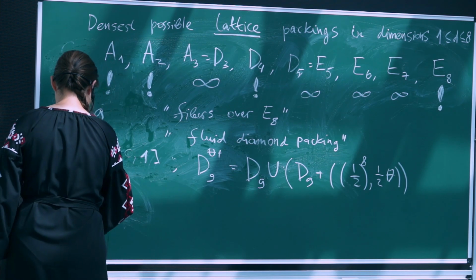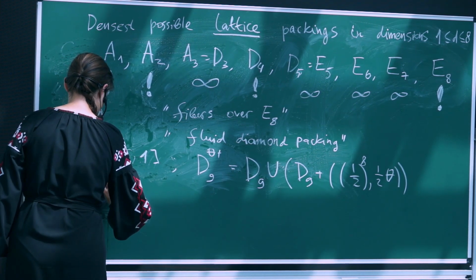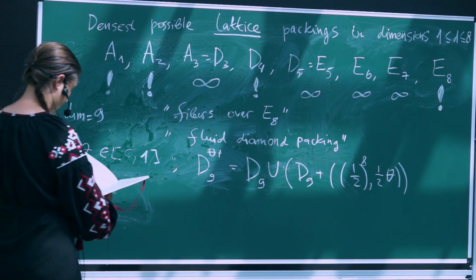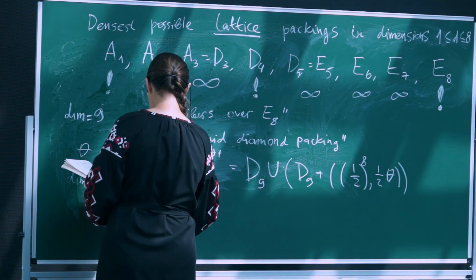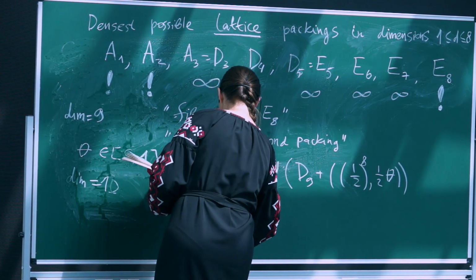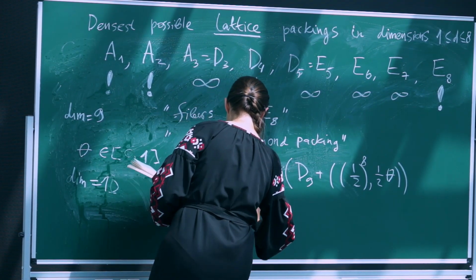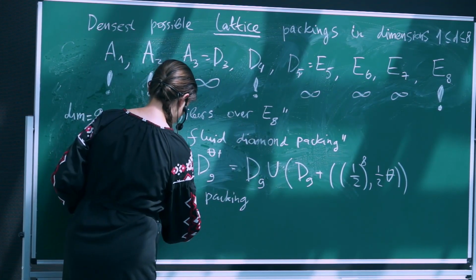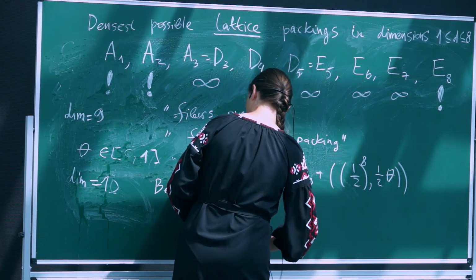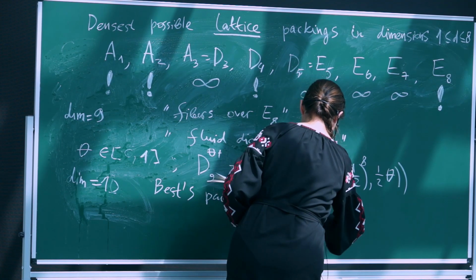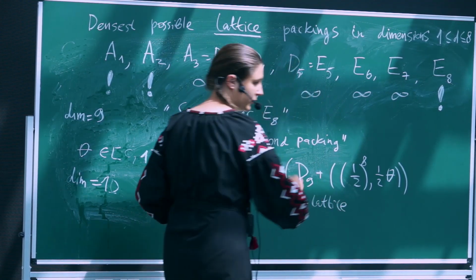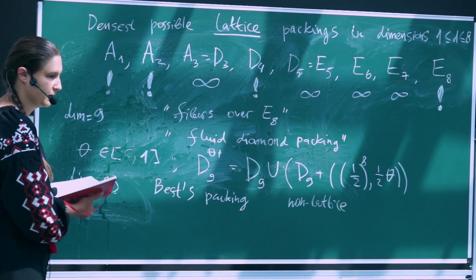And dimension 10 is the first dimension where we have a configuration which is not a lattice packing, and it is denser than all known lattice packings. So here there is a configuration which is called Best's packing. And Best is the last name of the person who discovered it. So Best's packing is a non-lattice packing. And here we do not know yet whether it's optimal or not, but this seems to be the most promising candidate.